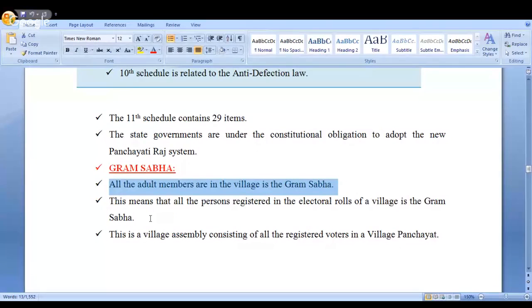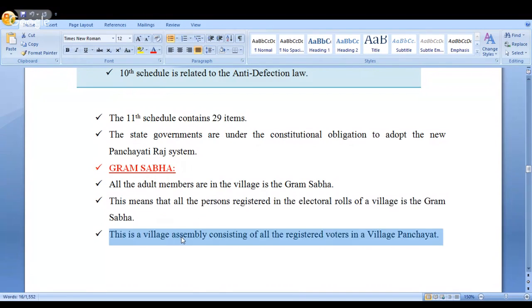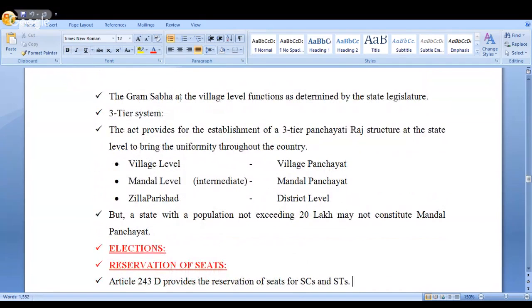Look at this. All the adult members in the village constitute the Grama Sabha. This means all the persons registered in the electoral rolls of a village form a Grama Sabha. So this is a village assembly consisting of the registered voters. Look at this. Now, the Grama Sabha at the village level functions as determined by the state legislature. Meaning, the functions of the Grama Sabha are decided by the state legislature.